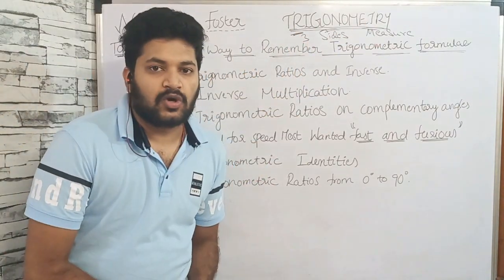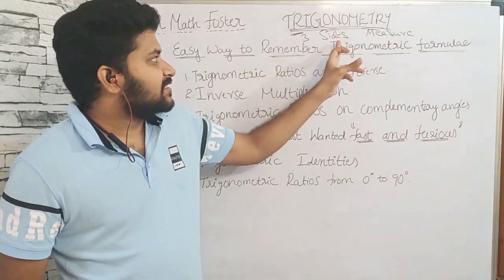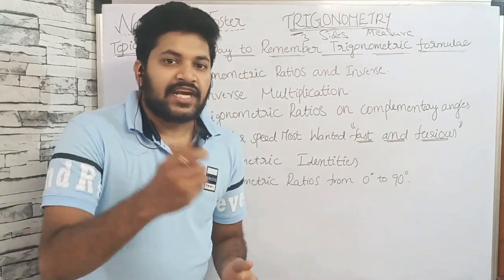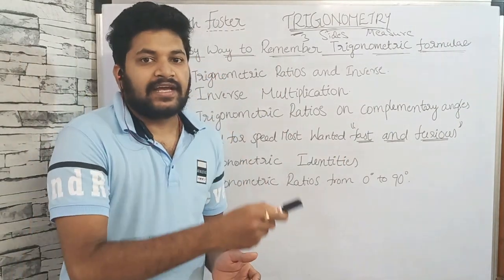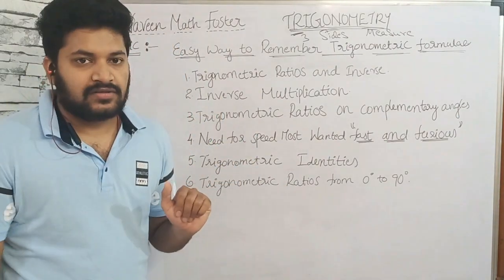What is trigonometry? We should know about trigonometry. Trigonometry: tri means three, gono means side, metry means measure. Three sides measure. Trigonometry is the study of the relation between the sides and angles of a triangle. And I have divided this into 6 subtopics.